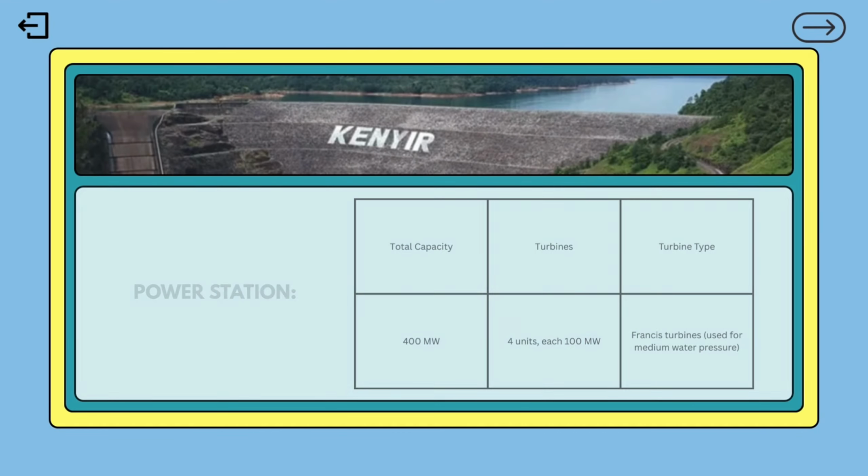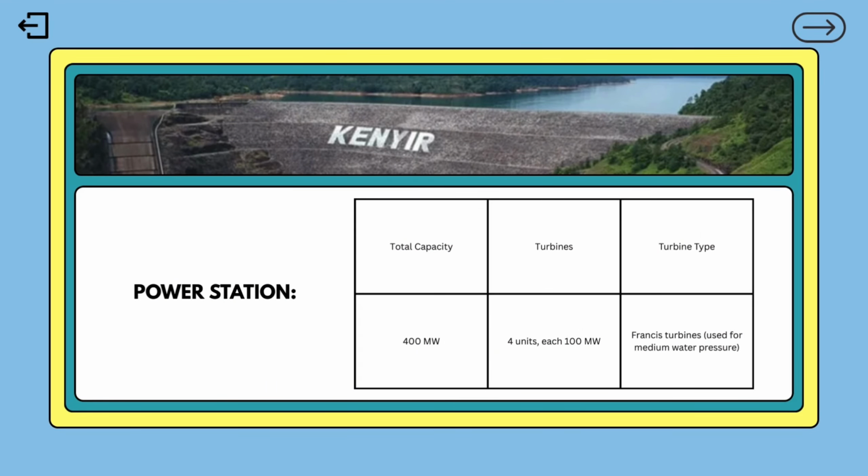The power station can produce 400 megawatts of electricity. It has 4 turbines and each one produces 100 megawatts. The turbines are Francis turbines, which are good for medium water pressure.